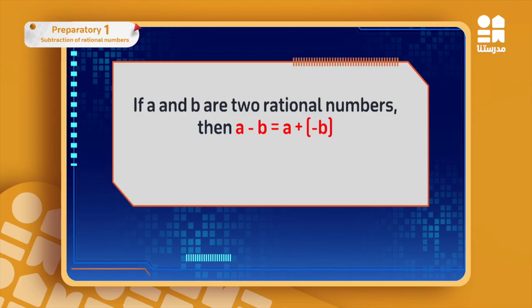So let's start. Subtracting rational numbers. If A and B are two rational numbers, then A minus B equals A plus negative B. بداية من النهاردة، لأي subtraction we can write it as addition then negative.